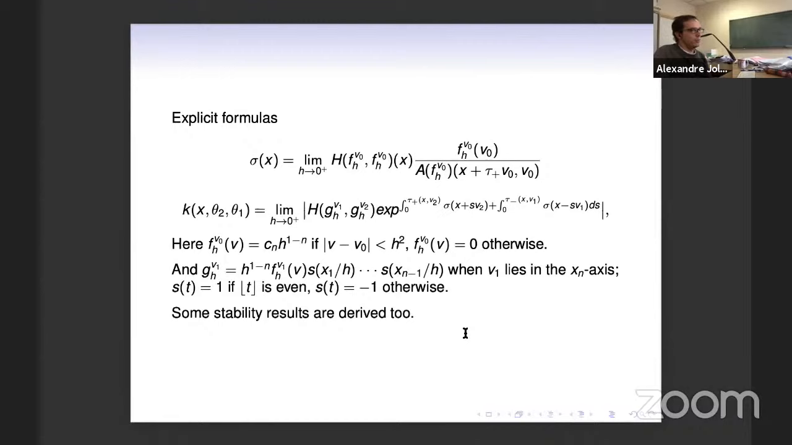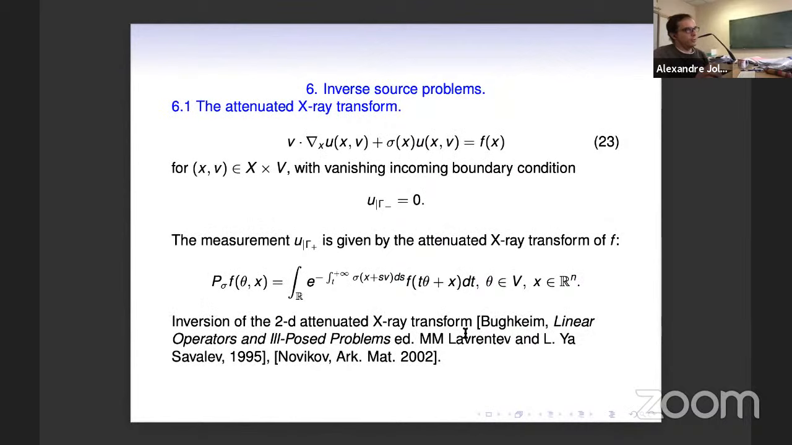Now I will talk about inverse source problems. The first classical inverse source problem is the attenuated X-ray transform. The source is now inside the domain, modeled by the function f, and you do not send any light through the domain. The light source is inside, and the measurements are the same: you measure at the boundary the external light. So you just have one measurement, which is given by the attenuated X-ray transform. You see that you have a weighted X-ray transform, and the weight is given by this.